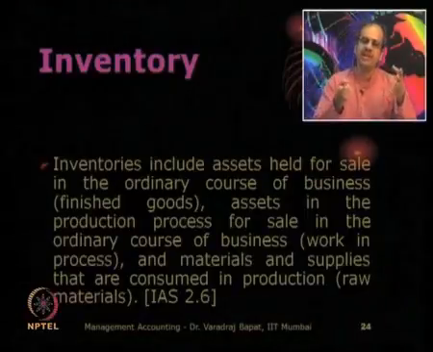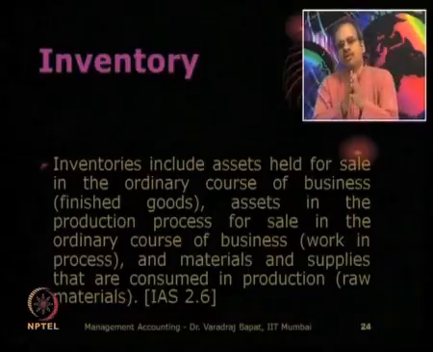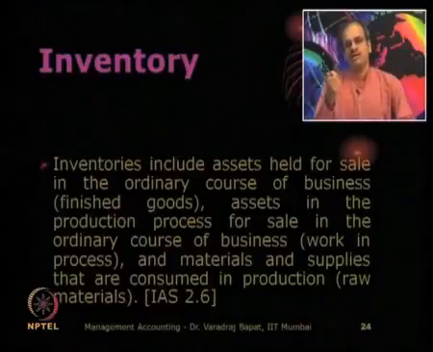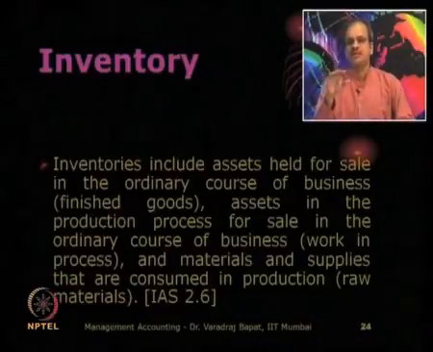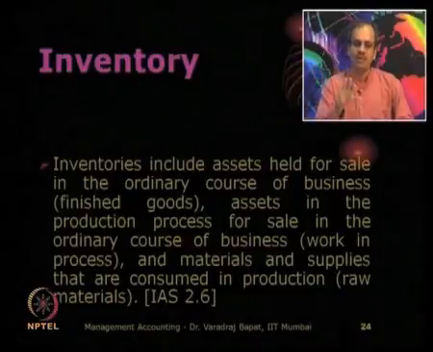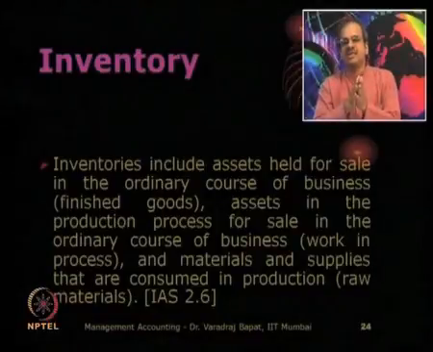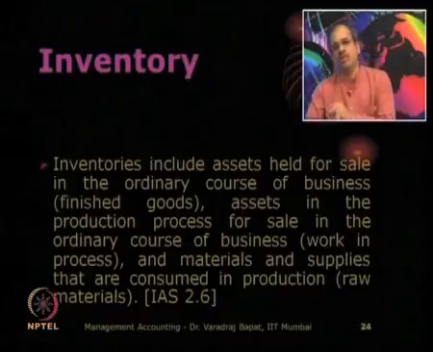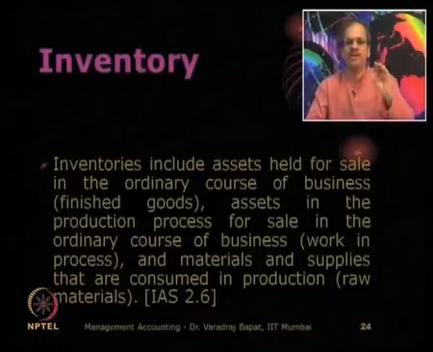Now, let us look at the formal definition of inventory as per International Accounting Standard IAS 2.6. Again, the same thing is given, that these are the assets which are held for sale in the normal course of business, when it is a finished good stock, or the assets in the production process which is meant again for a normal course of business, which we call work in progress, or the materials and supplies that are for consumption in the production, which we call raw material. So, all these three things are included in the term inventory.